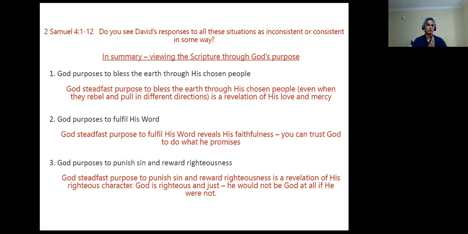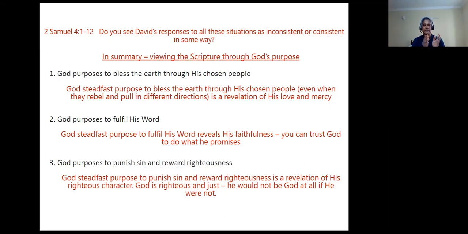The second purpose of God is to fulfill his word. Why? God's steadfast purpose to fulfill his word reveals his faithfulness. And to us, it tells us that you can trust God in what he promises. He is faithful, right? And his word will come to pass. Third, God purposes to punish sin and reward righteousness.